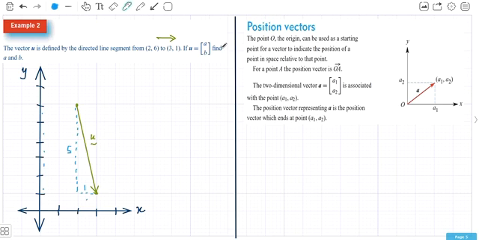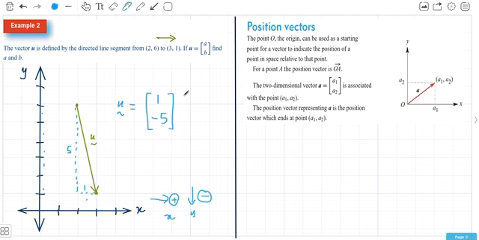So for A and B, this vector u would be defined as 1 across because we're going that way, so this is positive in the x direction. We're actually going this way down though, so this is negative in the y direction. So we've got positive 1, I might make my column a bit bigger there. We've got positive 1 and then going down 5, so minus 5.